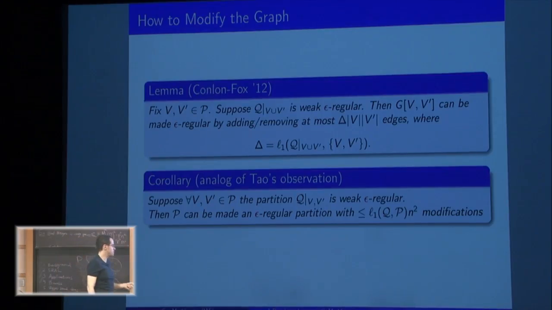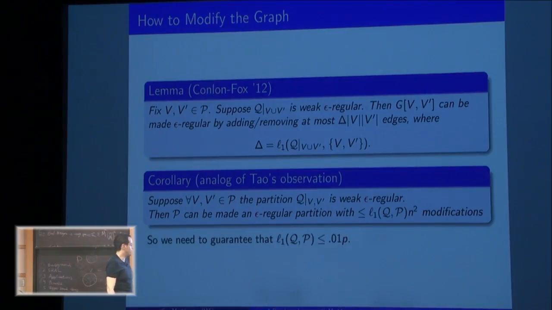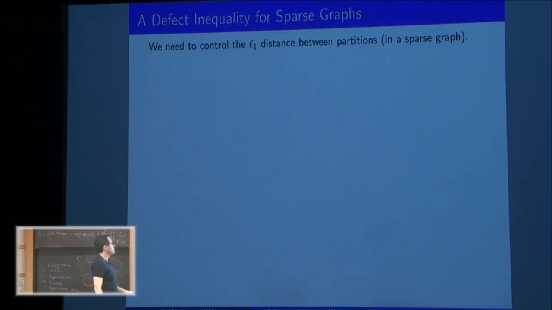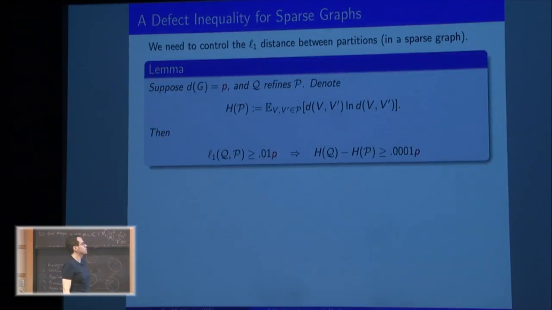Basically, we want the number of modifications to be 1% of the number of edges. So we want the L1 distance to be bounded by 1% of p, right? So how can we guarantee this? What we need is what's called the defect inequality. I'll explain in a second, for graphs which are sparse, in the sense that the density is not a fixed constant. We need to control this L1 distance.